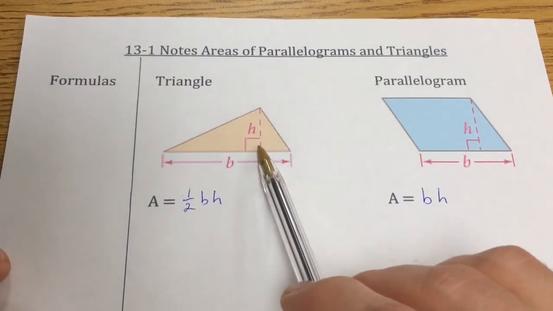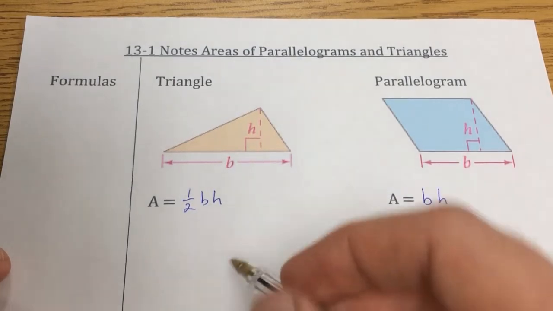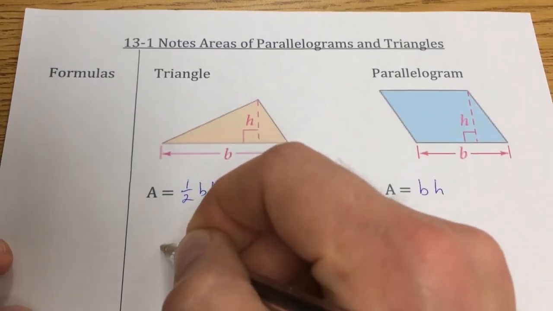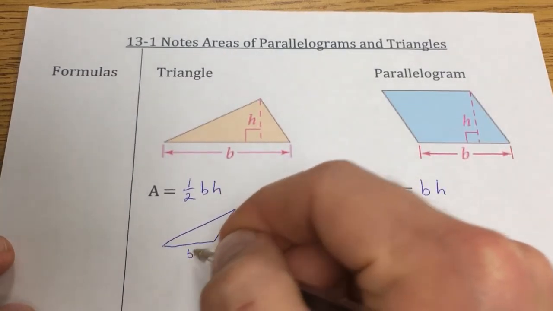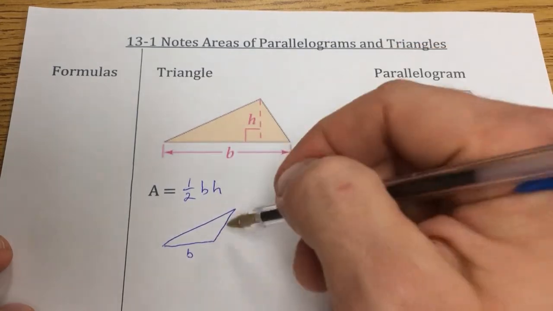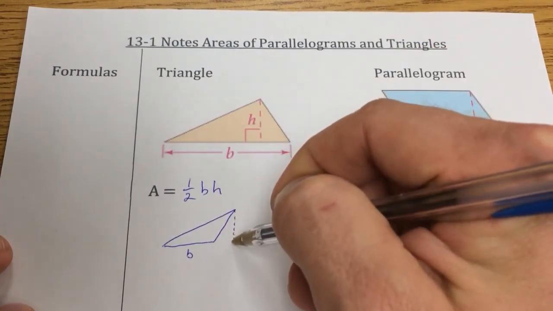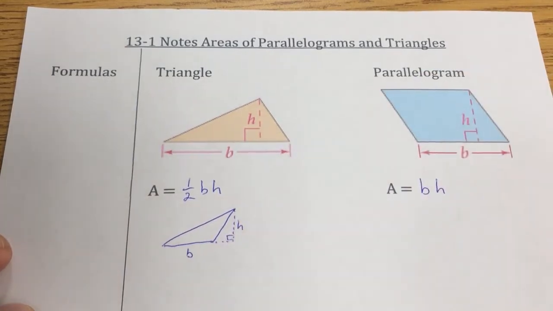And that right angle might not always be inside of the triangle, okay? For example, if I have an obtuse triangle, the base is still on the bottom here, but the height needs to be from the lowest point to the highest point, and that would actually be outside the triangle in the case of an obtuse triangle, creating a right angle back here with the base.